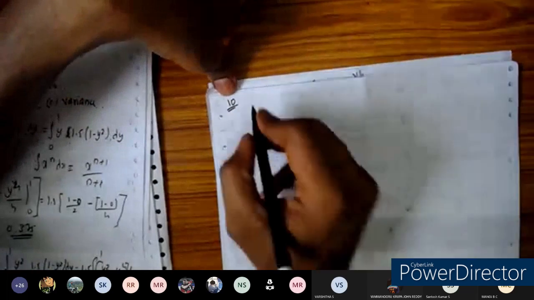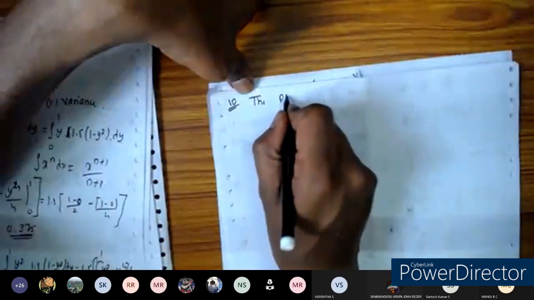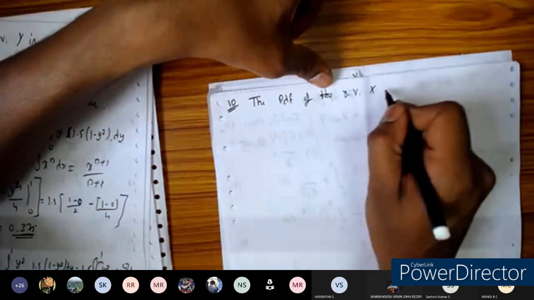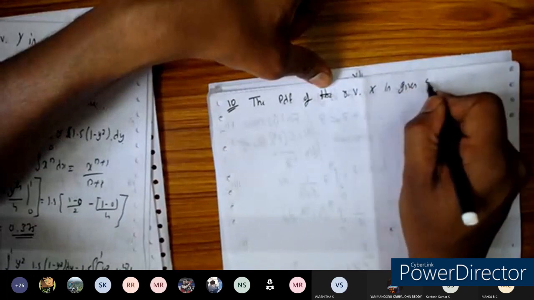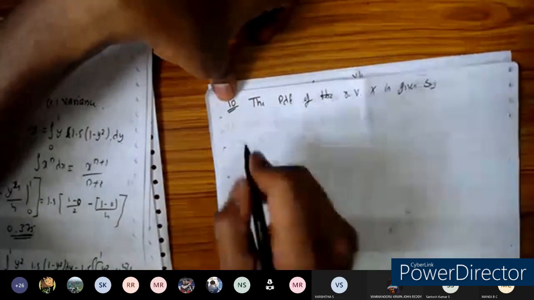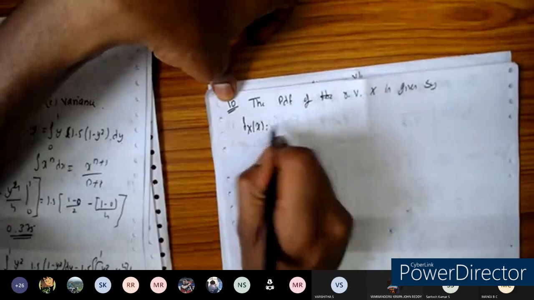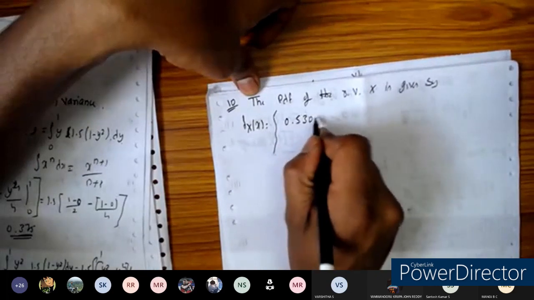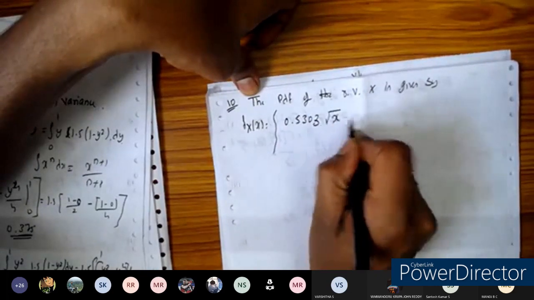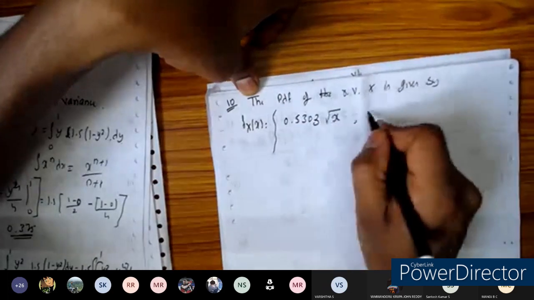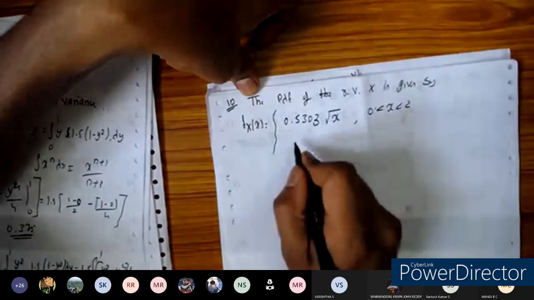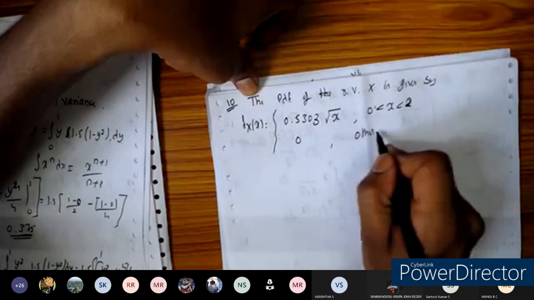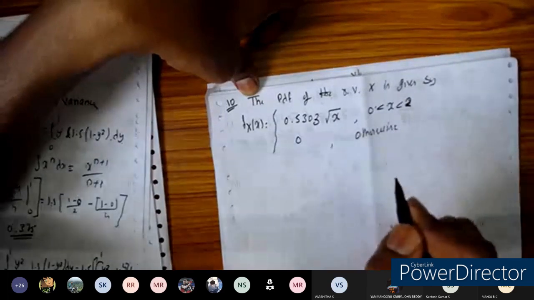So take the PDF of the random variable x. The PDF of the random variable x is given by f_X(x) equal to 0.5303 times root of x for 0 less than x less than 2, and 0 otherwise.